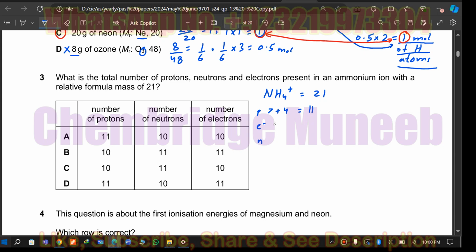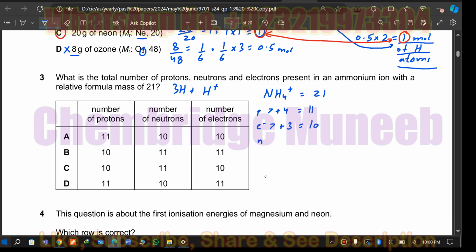The nitrogen has 7 electrons, so we will write 7. However, in case of hydrogen, there are 3 hydrogen atoms and 1 hydrogen ion. In total, there are 3 hydrogen atoms plus 1 hydrogen ion, and the hydrogen ion doesn't have any electron, so the number of electrons will come out to be 3. So the addition is 10.